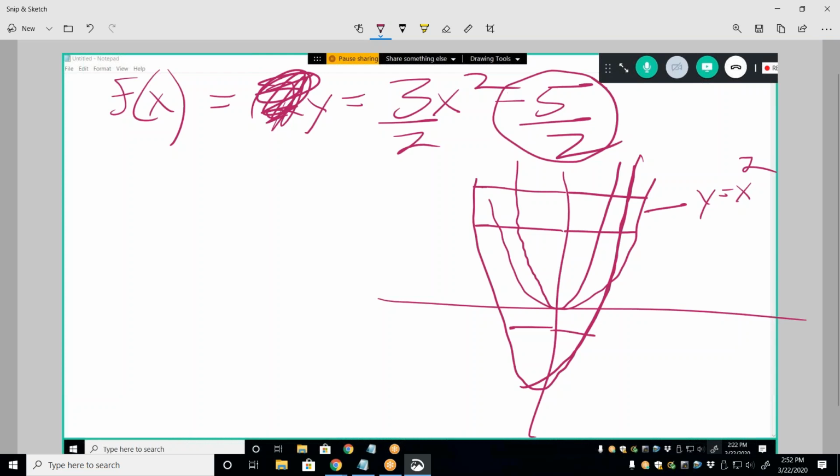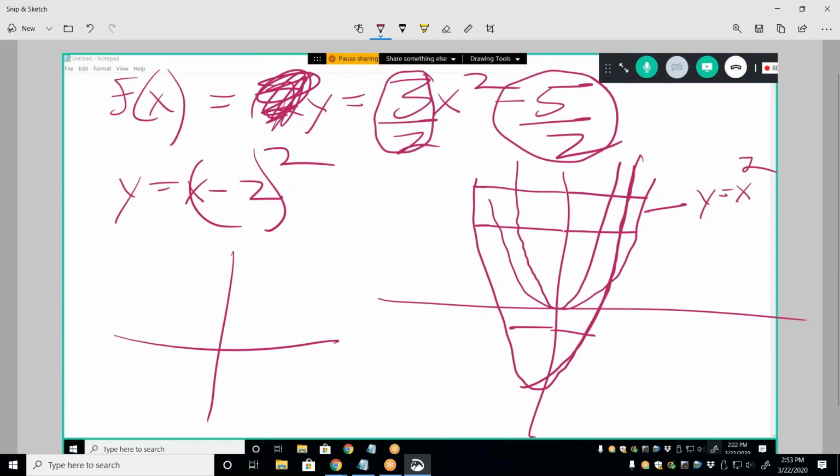So you can see that the vertical shifts do not mess with the horizontal symmetry, nor do the vertical stretches or shrinks. You still maintain the symmetry. If I had something like y equal x minus 2 squared, now that's a parabola over here, and that doesn't have any symmetry at all.